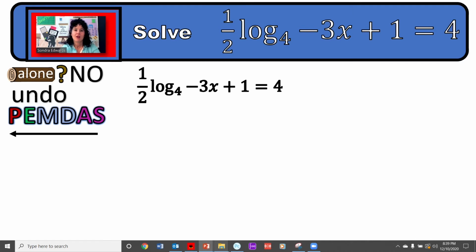So in the case of logarithms, you need to understand that when you're taking the logarithm, you're always taking it of something.